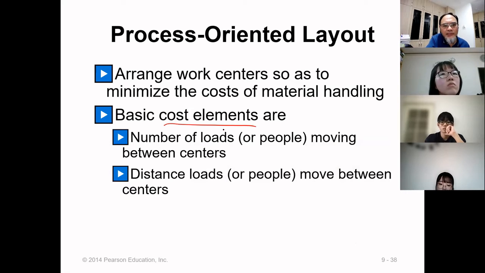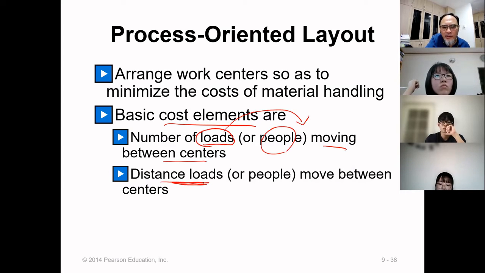So the basic cost elements are the number of loads moving between centers. That means if you produce a certain product, what is the amount of material flowing or moving between centers, between departments? Or in the case of a hospital, it is people. And if you look at the distance that the load travels, the cost is proportional to the distance. The more distance it travels, of course, the higher the cost is.